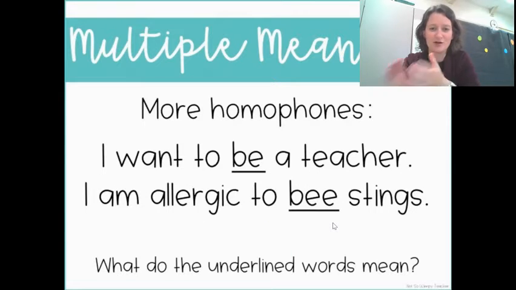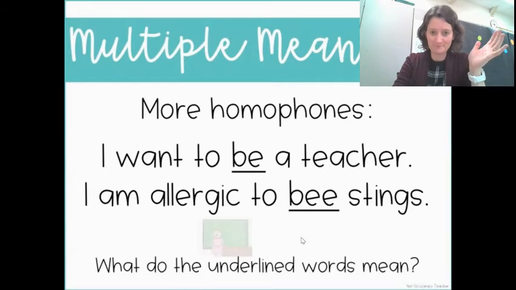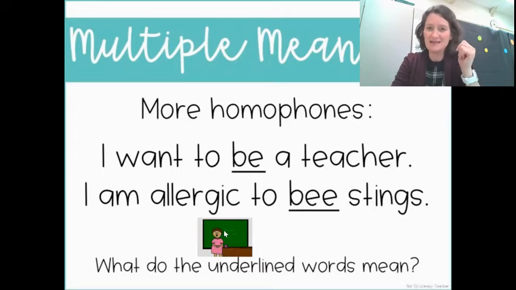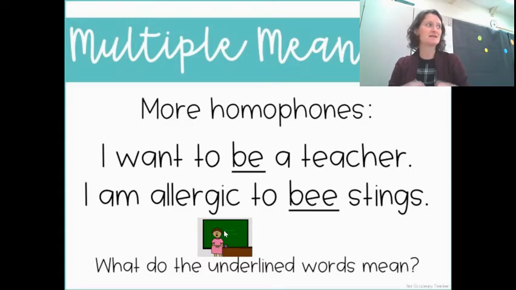Here's another couple of homophones. I want to be a teacher. I am allergic to bee stings. Be and bee sound exactly the same. Now, wanting to be something is talking about a situation that you want to have happen to you. So wanting to be something, or I am going to be at the grocery store, you're talking about the situation that you're going to be in. The grocery store is going to be my situation.